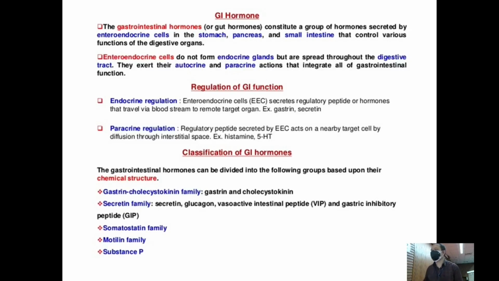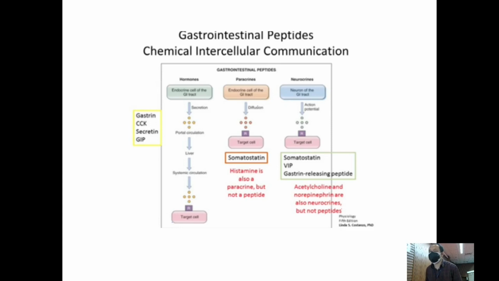GI hormones constitute a group of hormones secreted by enteroendocrine cells in the stomach, pancreas, and small intestine, and they control various functions of digestive organs. They can exert autocrine, paracrine, or neuroendocrine function, as you can see here. Some of the hormones like gastrin, CCK, secretin, GIP, gastric inhibitory peptide, act more by what we call the endocrine pathway: hormone secreted at one point of the GIT and acting on another point of the GIT, secreted into the blood.